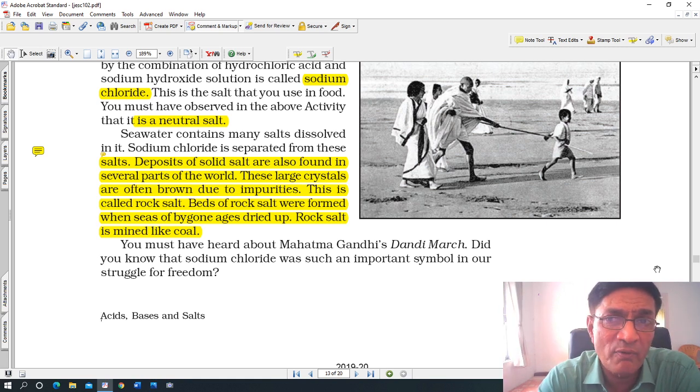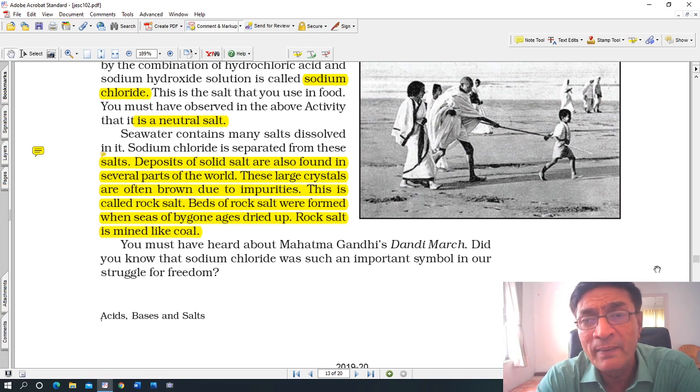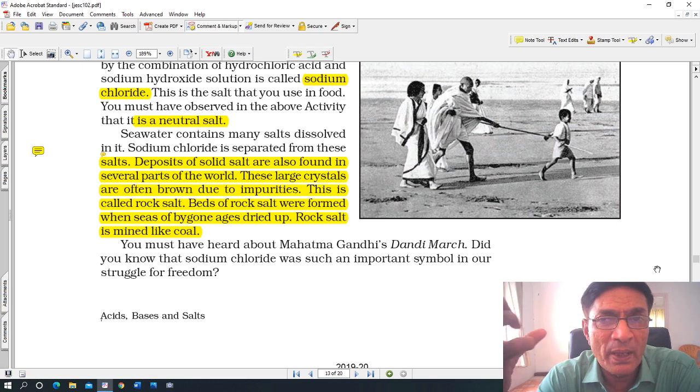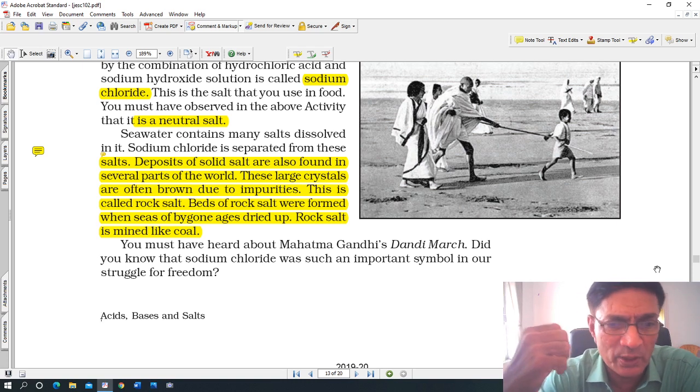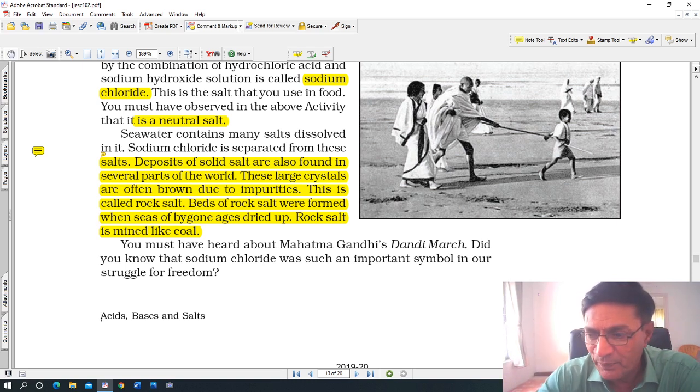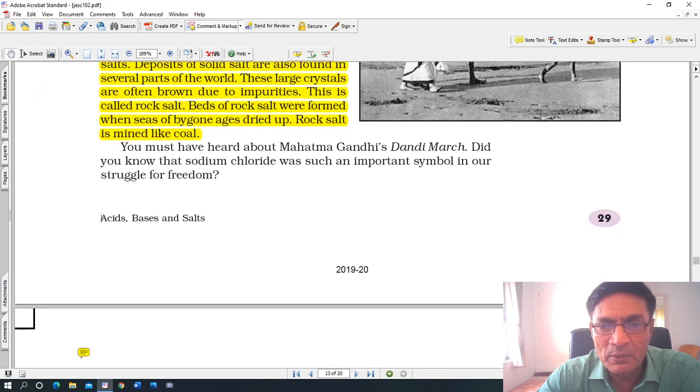Okay, right, he started from the ashram, that is Sabarmati ashram, on the banks of the river Sabarmati in Ahmedabad. From there he started this march and went right up to Dandi, South Gujarat, where he was able to prepare salt, and he said that salt should be free and it should not be taxed. And the British government of course retaliated also, but that's part of history. Alright, so you must have heard about Gandhiji's Dandi March. Did you know that sodium chloride was such an important symbol even in a struggle for freedom?